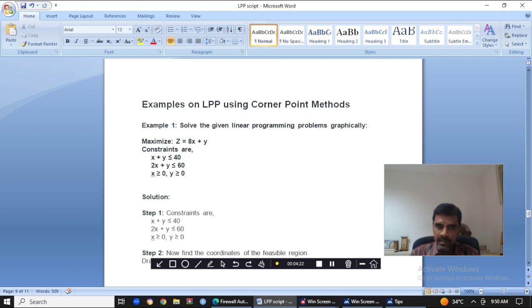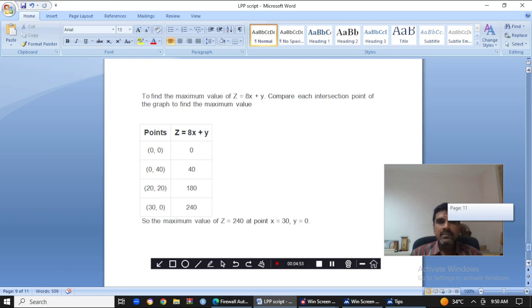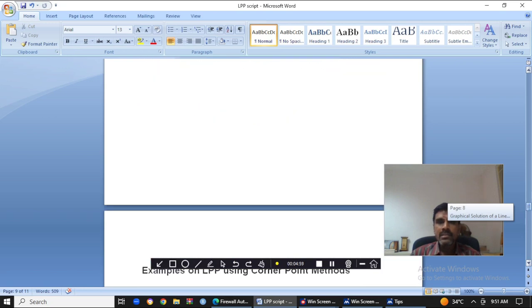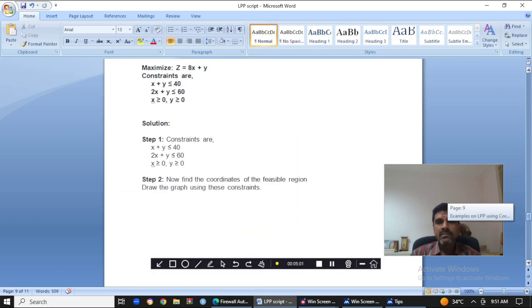Similarly, for the same line, now substitute y equal to 0. You will get x equal to 40. So the coordinates of the first line are 0, 40 and 40, 0. These are the two coordinates for your first line. Similarly, for the second line, you substitute x equal to 0 and find the first coordinate, and substitute y equal to 0 and find the second coordinate. If you do so, the two coordinates will be 0, 40 and 30, 0.